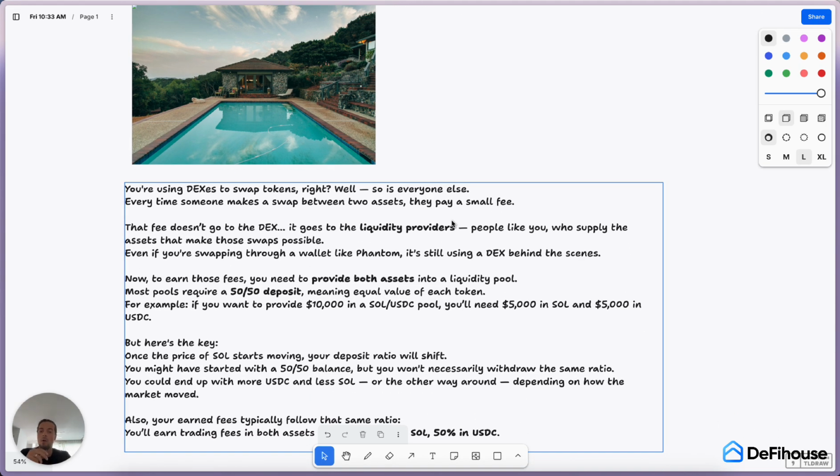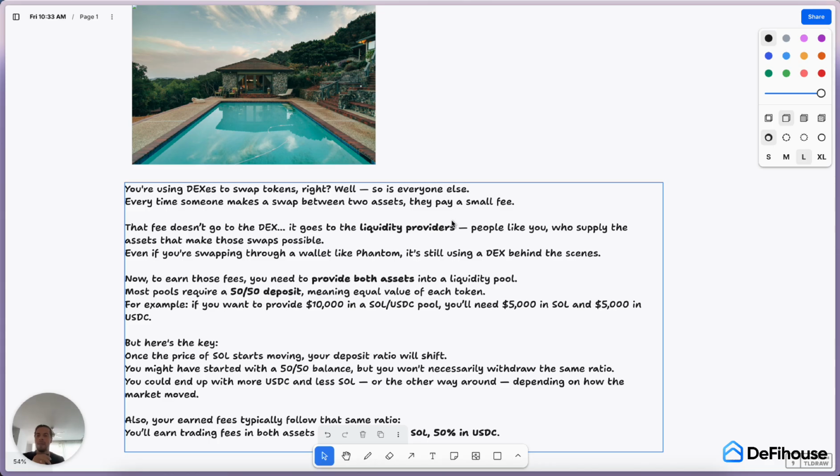So now, to earn those fees, you need to provide both assets into liquidity pools. That's how it works. For example, if you have a liquidity pool Solana versus USDC, and you want to participate as a liquidity provider, you have to bring both assets into the pool in 50-50 proportion. Or at least, I'm just giving you a little hint of what's coming, at least it used to be like that. Right now, we have way more advanced methods that I'm going to cover. But before, it used to be always a 50-50 proportion deposit.